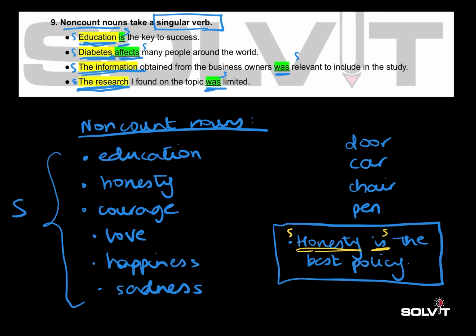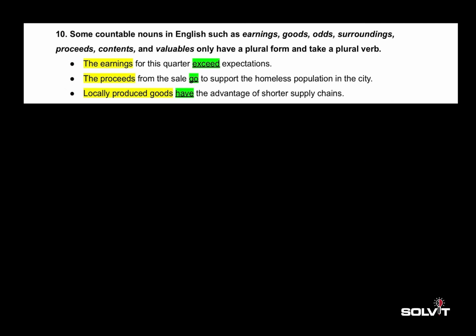Okay, so there are many more examples of non-count nouns, but I'm sure you understand the point that whenever we're talking about a non-count noun in a sentence, the verb that goes along with it will always be singular. Okay, so in the previous rule, we talked about non-count nouns, and here we're talking about countable nouns. Okay, nouns that can be counted.